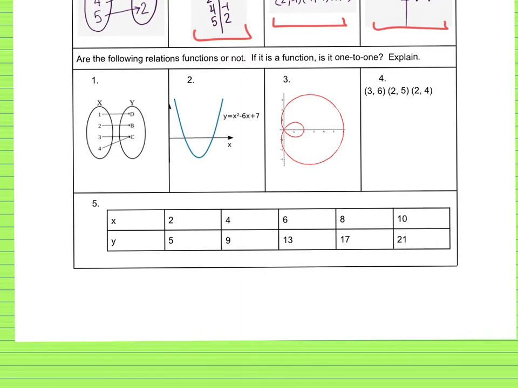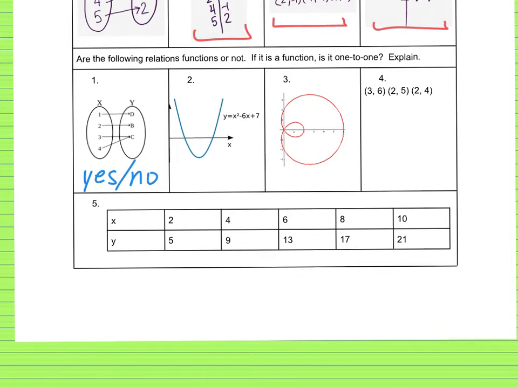Looking at the first one, is this a function? Well, if we think of people, birthdays, looks like 3 and 4 have the same birthday, but no x's are repeating in this. So yes, this one is going to be a function. Is it going to be 1-to-1 though? No, we just said it's not. 3 and 4 both have the same output. Okay, no x's repeated, that was good. Y's did repeat though, so it can't be 1-to-1.